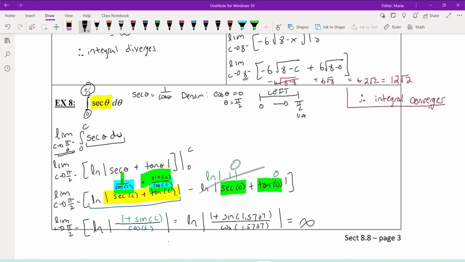Because if you were dividing by 0 and you looked at a limit that's one-sided, either from the left or from the right, then your graph is going towards positive or negative infinity. You just need to figure out which one it is. And in this case, we were looking at positive infinity, but positive infinity means that the limit doesn't exist. Therefore, we can just say that our integral diverges. That's it for improper integrals.